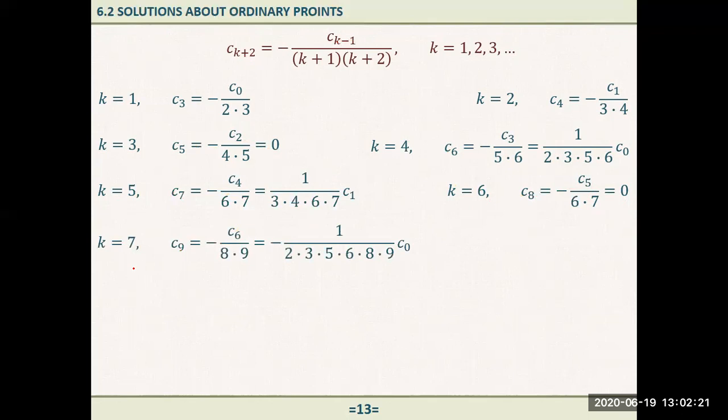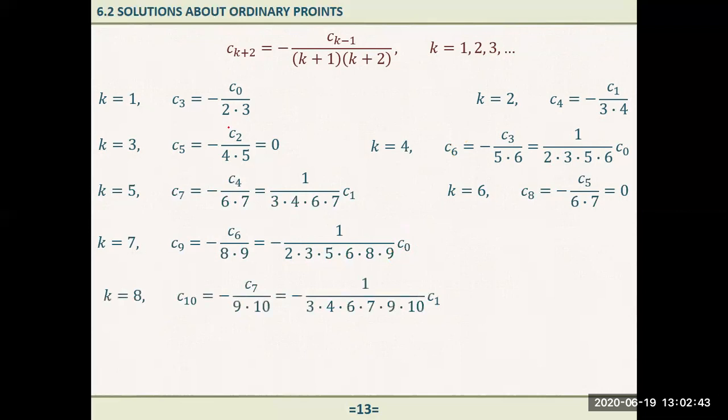Right? c sub 7, if it is 7, 7 plus 2 is 9, and 7 minus 1 is 6. So 8 times 9. c sub 6, from here we know what c sub 6 is. Substitute here, that's equal to 1 over 2 times 3 times 5 times 6 times 8 times 9, times c sub 0.